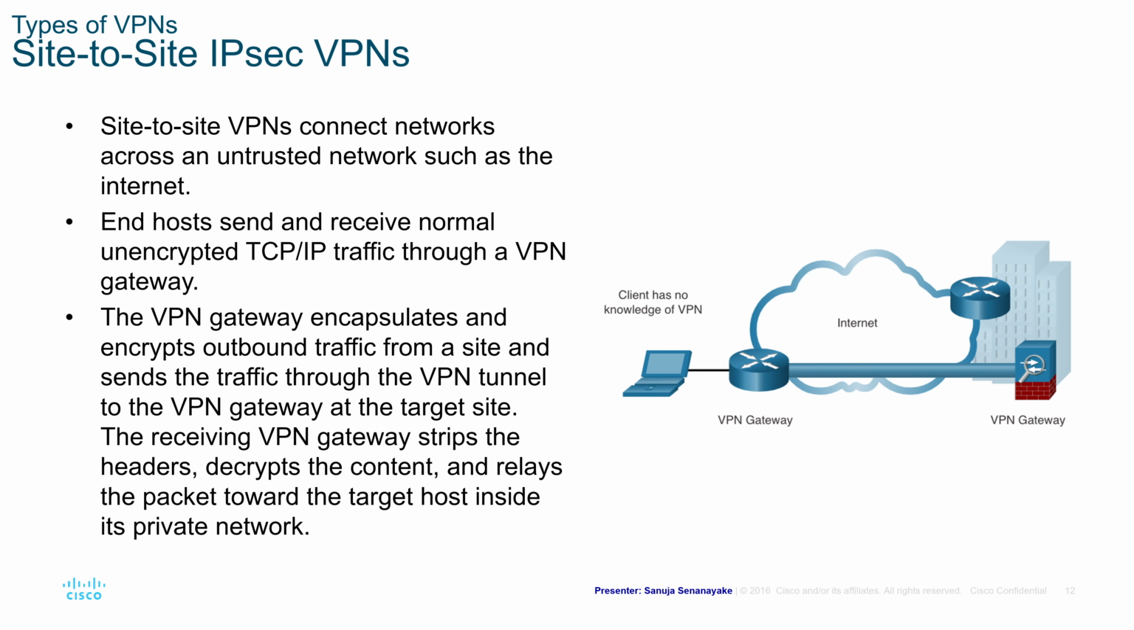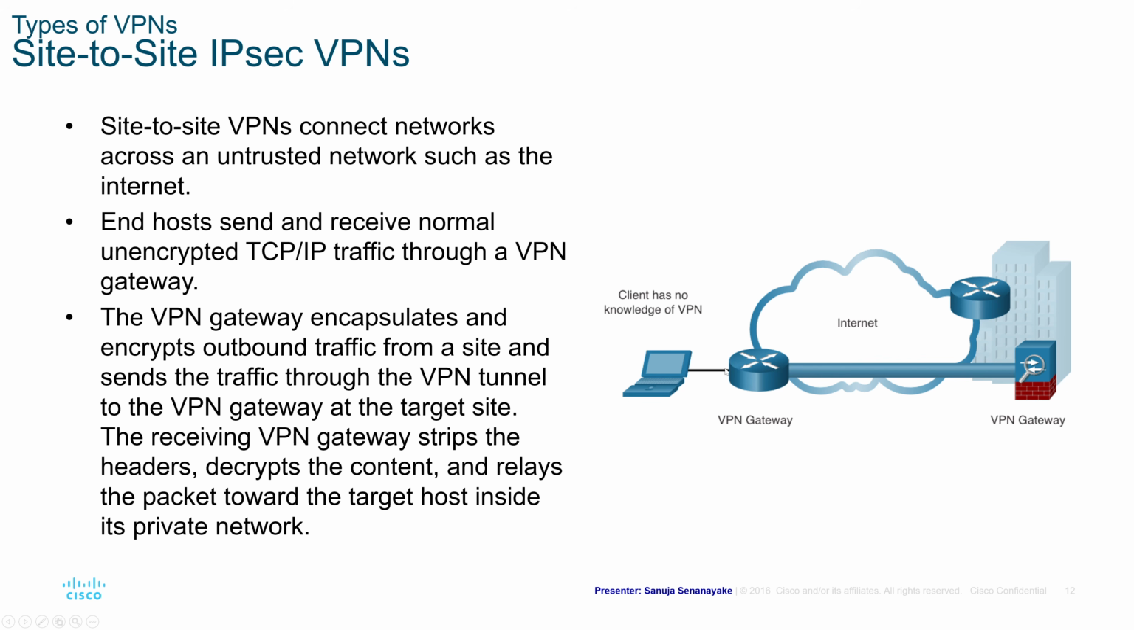Site-to-site IPsec VPNs. Site-to-site VPNs connect networks across an untrusted network such as the internet. Each host sends and receives normal unencrypted TCP/IP traffic through a VPN gateway. So when this host communicates out to the internet, out to the other site, the data between this device and the VPN gateway would be unencrypted. This device wouldn't even know that it is using VPN.